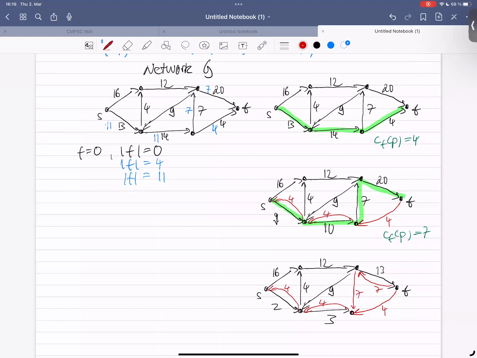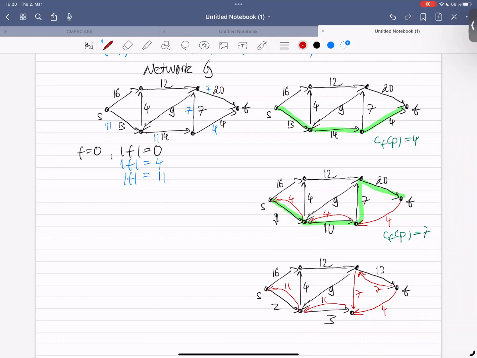We have already this reverse edge of 4 units, so we will increase this by a value of 7 to obtain an edge of capacity 11, and similarly, here we have 4 plus 7, meaning 11 units that we can undo along this edge. Okay, this is our new residual graph.